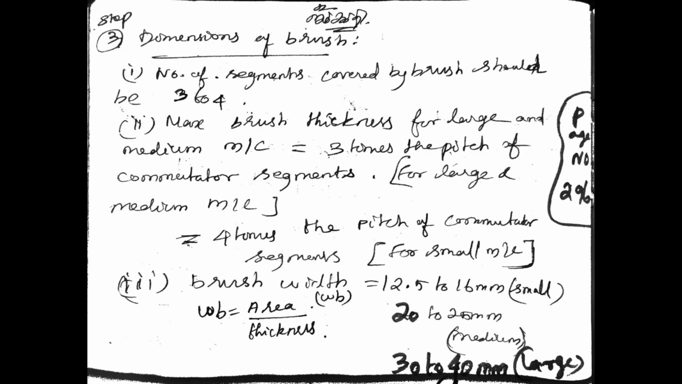Dc is equal to (0.75 to 0.8) capital D for small size machines. Dc is equal to (0.65 to 0.7) capital D for medium and large size machines.